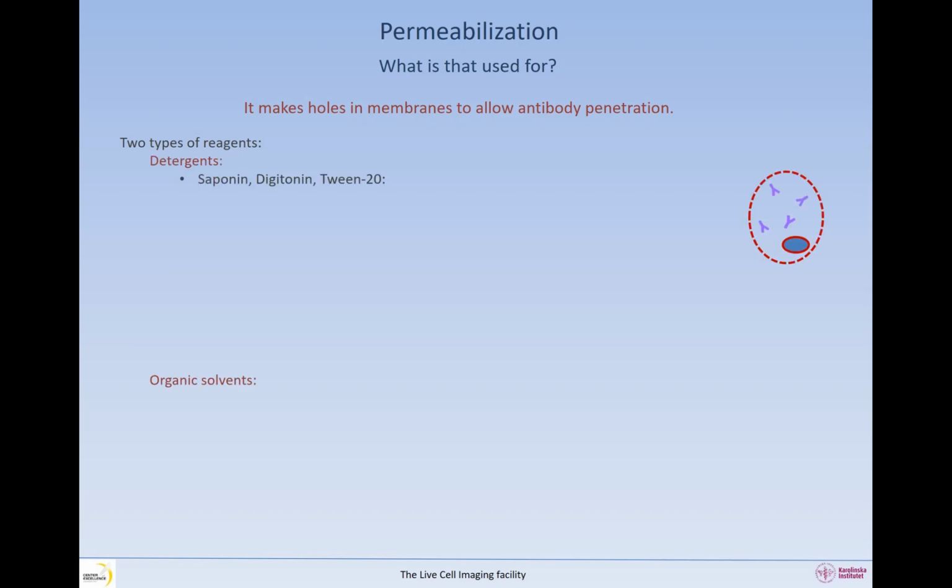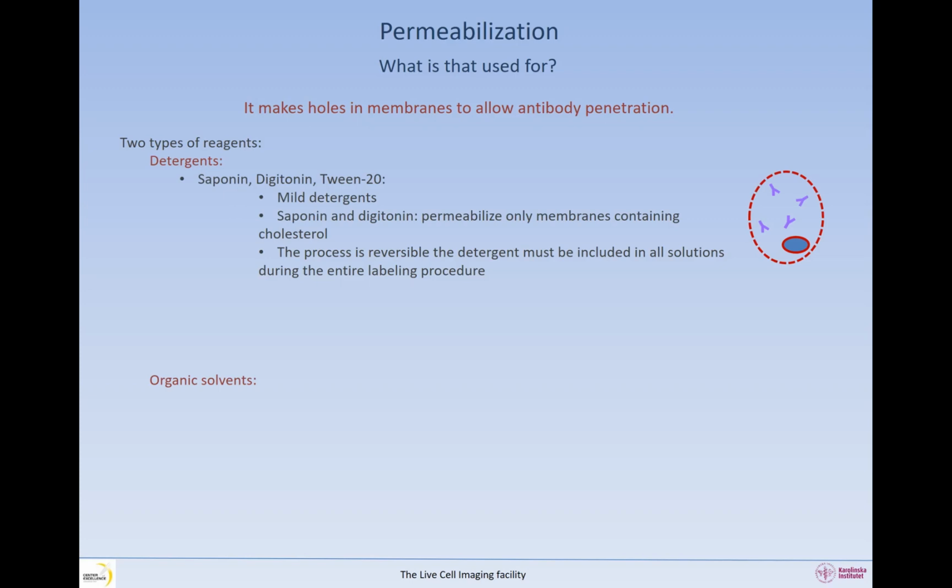Within the class of the detergents, you have the mild ones, like saponin, digitonin, and Tween 20. They will only permeabilize some types of membranes, especially those containing cholesterol. So if you use saponin, digitonin, or Tween 20, the nuclear membrane will not be permeabilized. This process is reversible, so you have to have it in the solutions all the time. Then you have the harsher detergents, like Triton X-100 and NP-40, that will permeabilize all membranes.